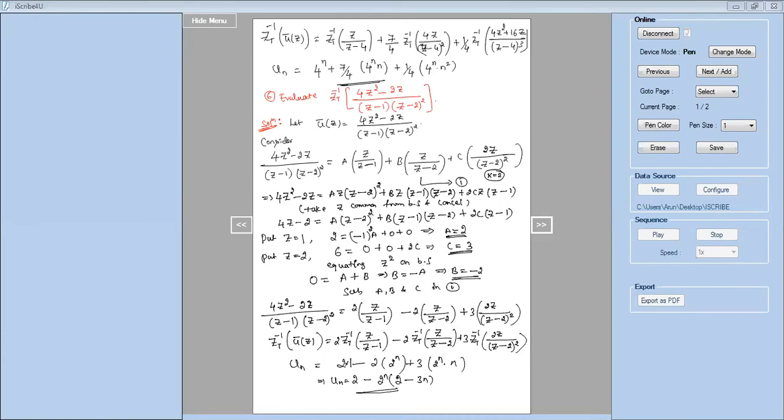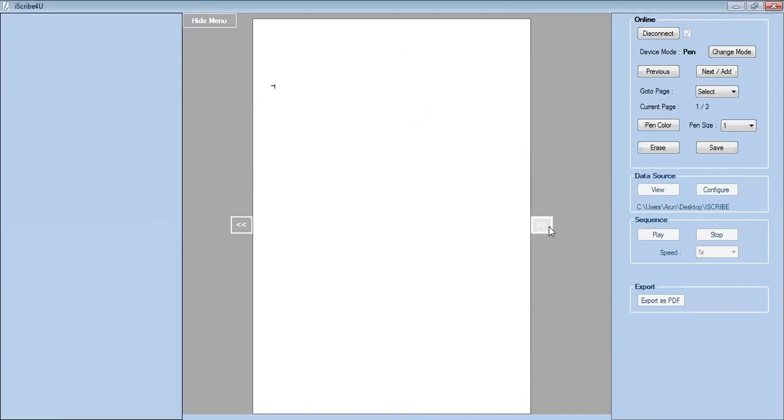Question number 7. Find the inverse Z transform of Z cube minus 20Z divided by Z minus 2 whole square into Z minus 4. So just find the inverse Z transformation of this problem. This problem is very much similar to problem number 6. So you can just resolve it into partial fractions in a proper manner and find out the inverse Z transformation.